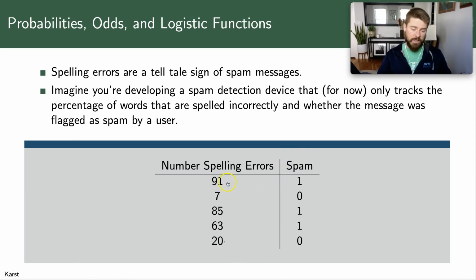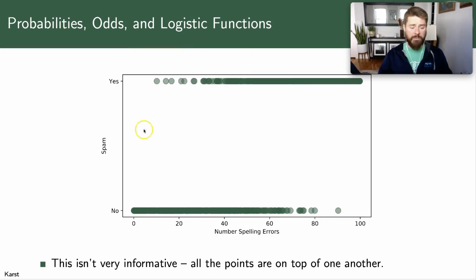So in this particular data set, for instance, here we have an email message that has 91 spelling errors, and it was spam; 7 spelling errors, it wasn't spam; 85, it was spam, and so on and so on. A first step at getting our feet under us would be to just display the data. So here I've plotted whether the message was not spam or was spam as a function of the number of spelling errors that it contained.